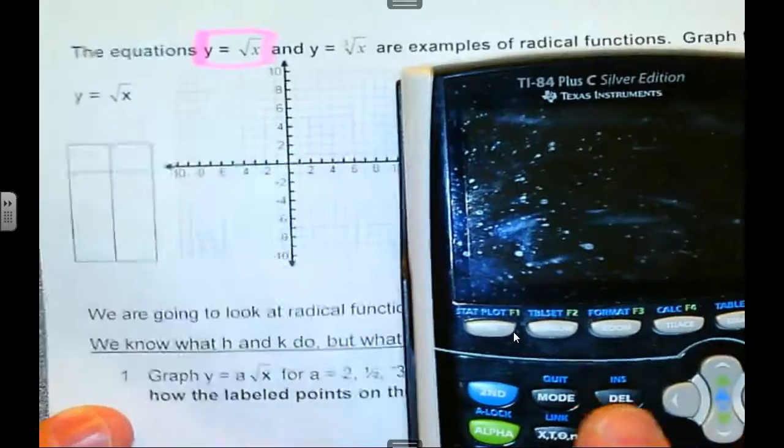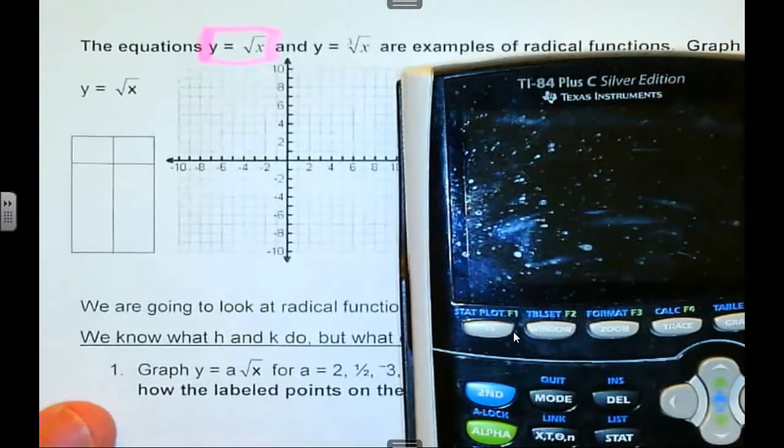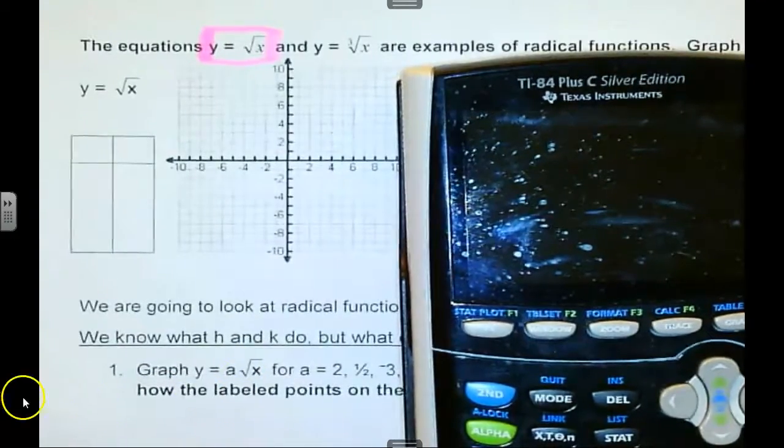Got your handy dandy calculator? Yeah, notepad. What? What are you guys whining about?